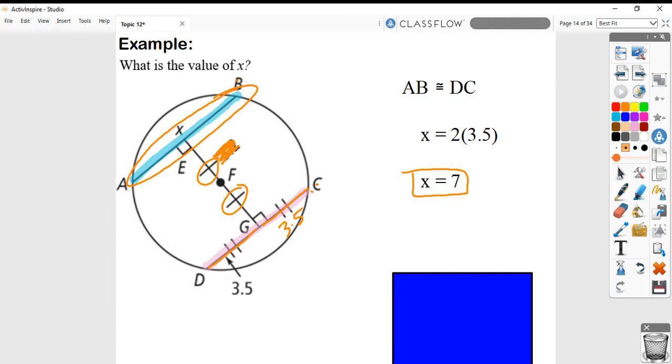So just keep up and read the questions carefully and make sure you know what is being asked of you, okay? That's all we're going to have for this section.